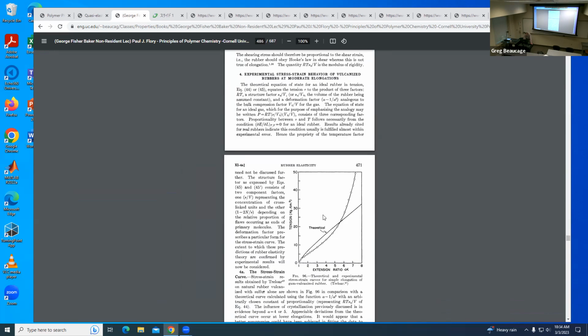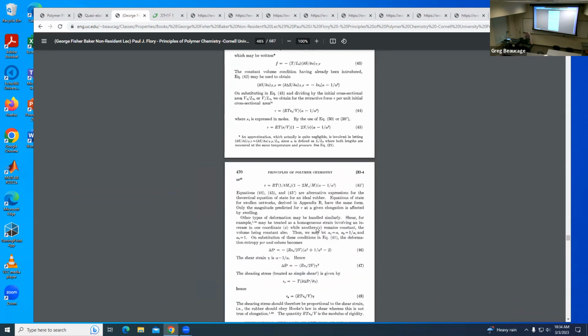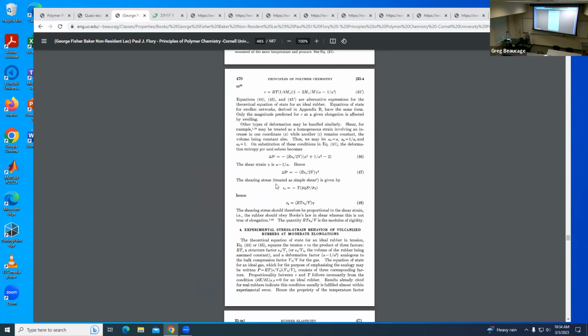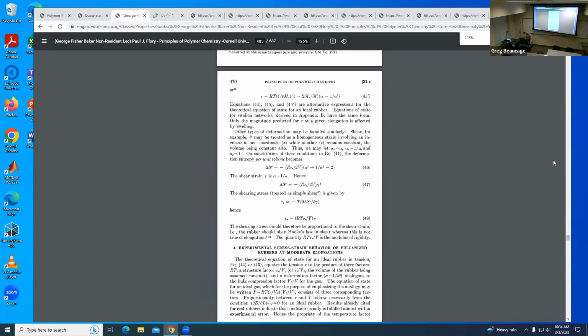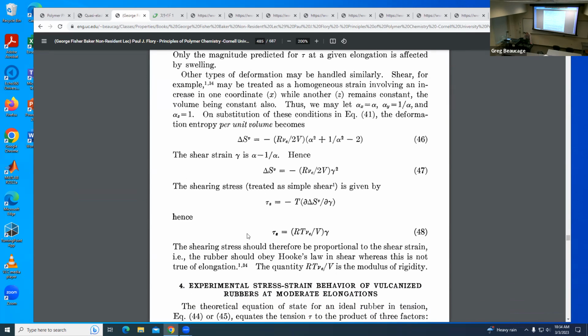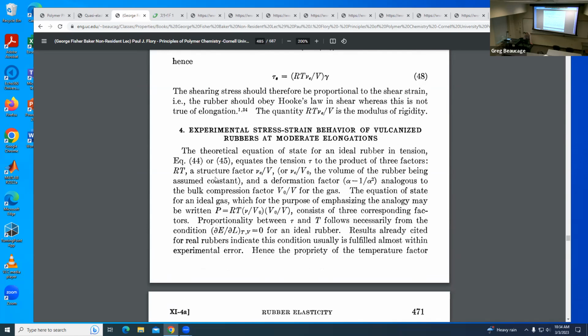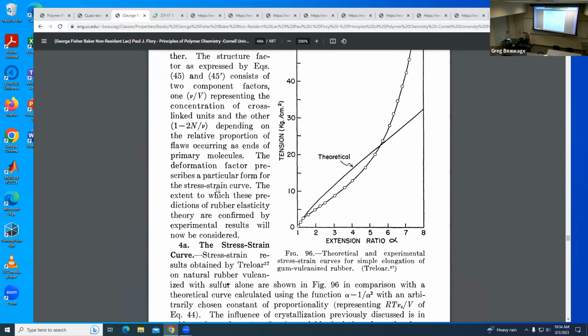Page 470. So he's talking about the same thing, like tension and extension ratio. So that's a lambda. And then he calculates the entropy of a chain, and he figures out what the stress-strain relationship should be, and it should depend on this modulus, on the cross-link density of a rubber, which he also has.